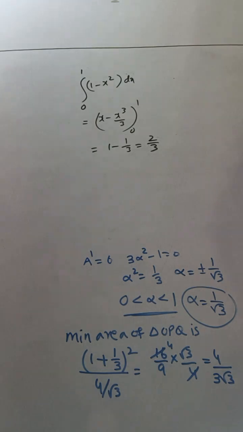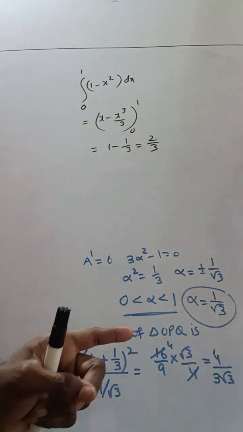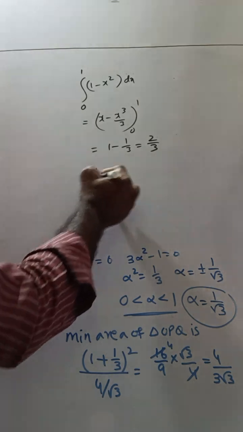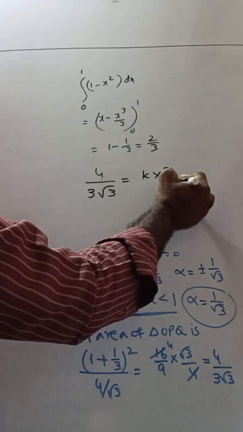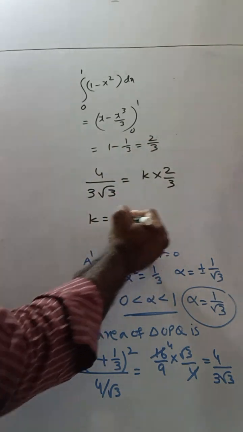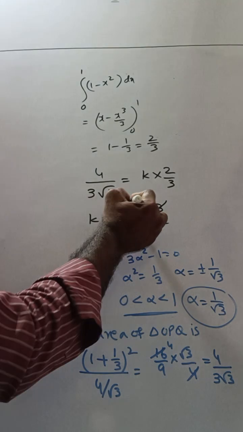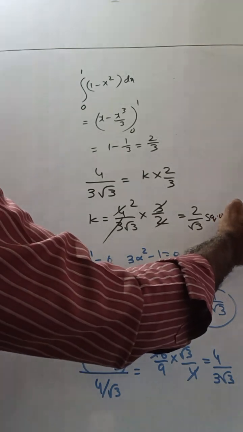Clear? Now what is the next one in the problem? You can see in the problem that the minimum value of the area of the triangle is equal to k times this area. Right? Now what can we write here? So the value 4 by 3 root 3 is equal to k times 2 by 3. Now k equals 4 by 3 root 3 into 3 by 2. So 3 cancels, this cancels. The answer is 2 by root 3 square units.